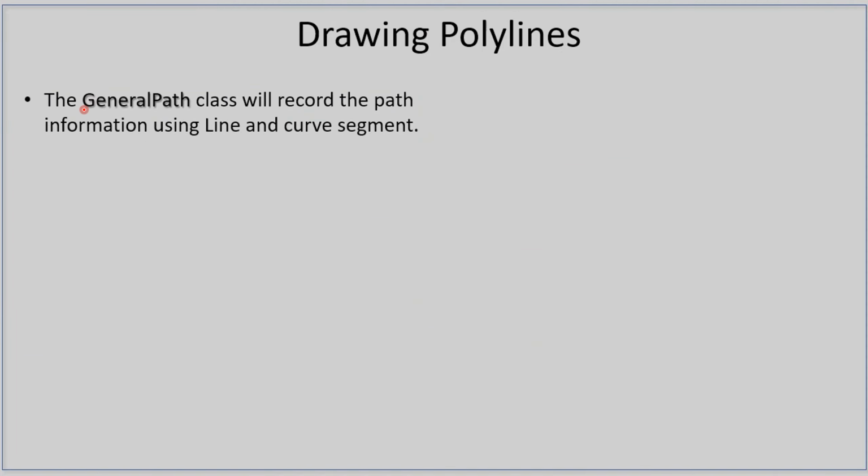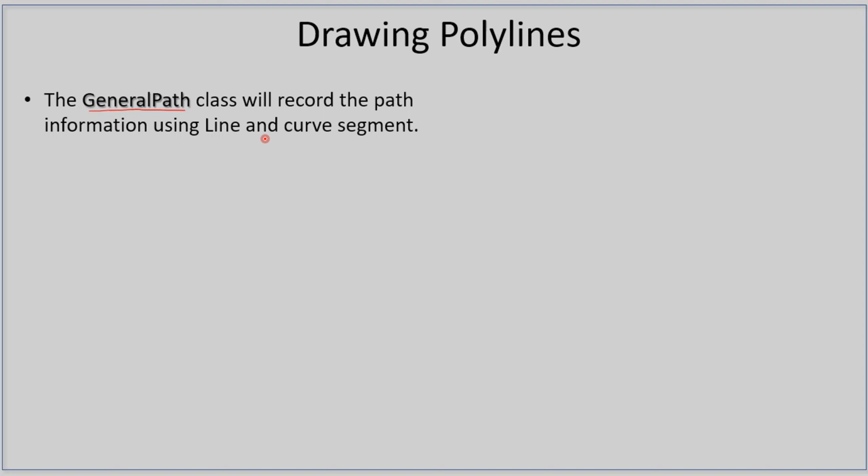So as already told, GeneralPath class will record the path information using line and curve segments. If there are multiple lines, we call each line a segment. Similarly, if there are one or more curves in the path, we will call that a segment. So these shape segments like line and curve together form a general path, and this general path, by making use of line and curve, gives us a somewhat complex shape.